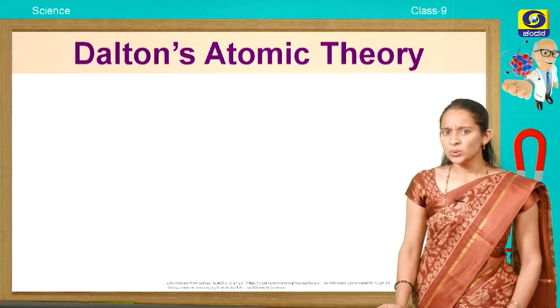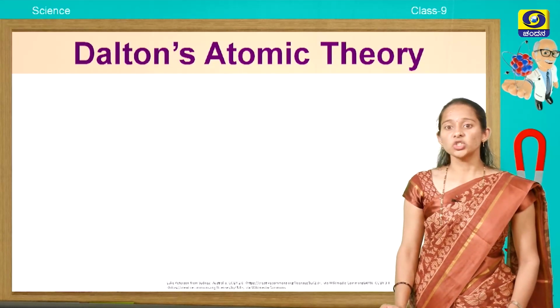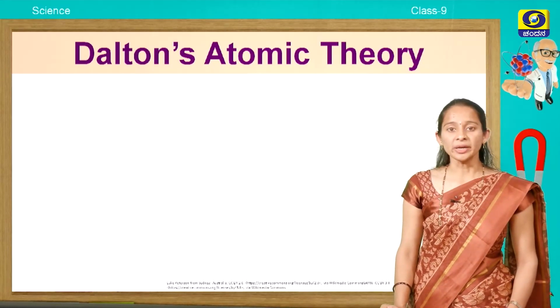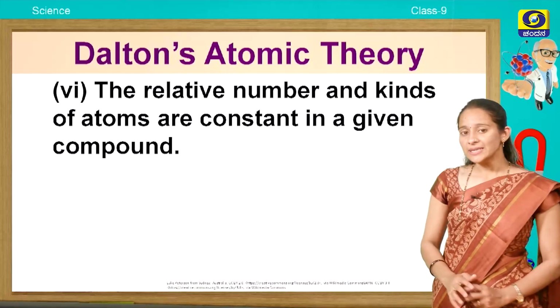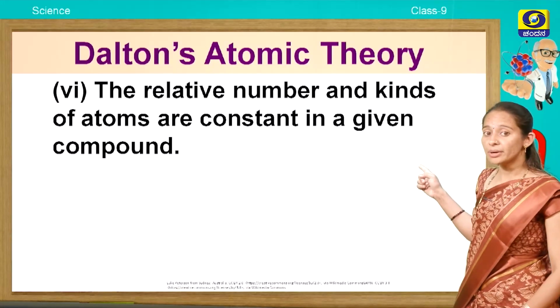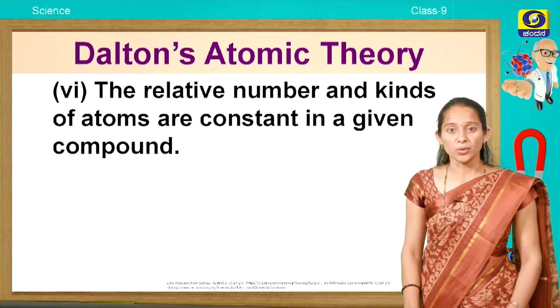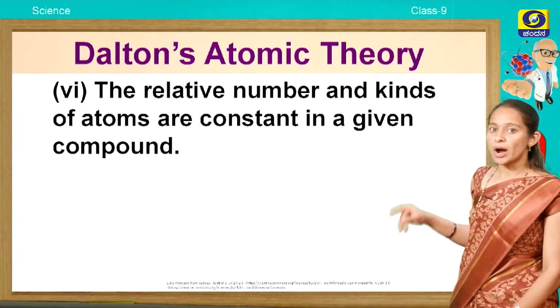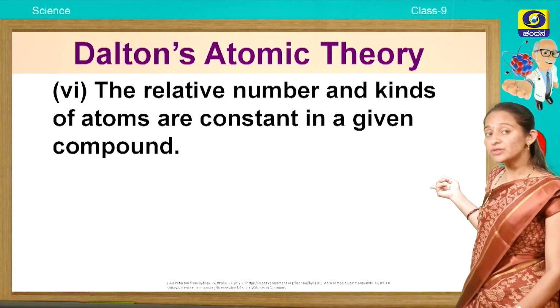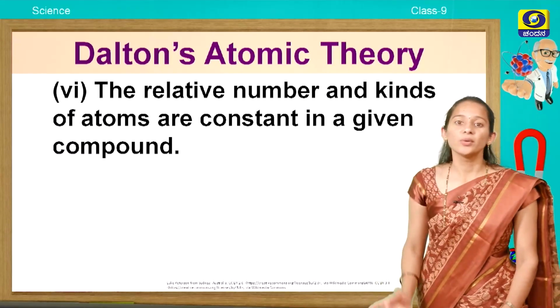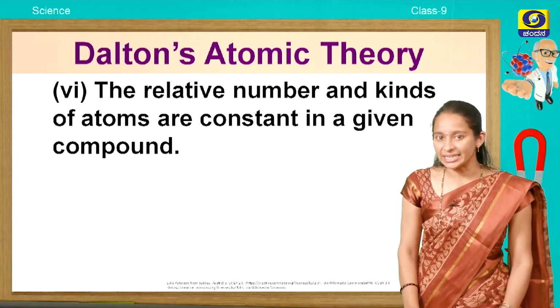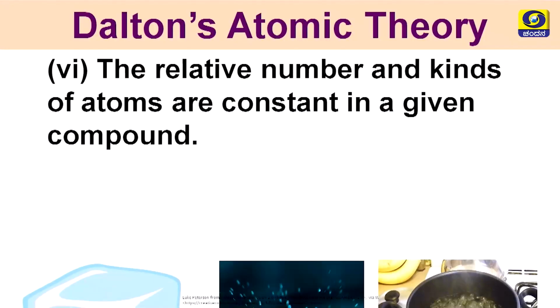Now, let us know the sixth and last postulate of Dalton's atomic theory. He says that the relative number and kinds of atoms are constant in a given compound. You take any compound, the number of atoms and kinds of atoms present in that compound will be the same. Let us understand it with an example.